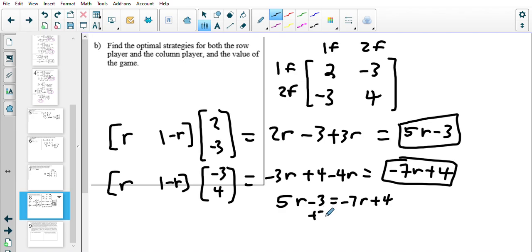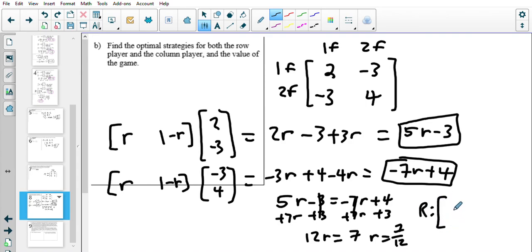We'll add 3 to both sides and add 7R to both sides. That gives us 12R equals 7. So R is 7/12. That means our row strategy should be 7/12 of the time they should play the first option, 1 finger, and 5/12 of the time they should play the second option, 2 fingers. So that's our optimal strategy for the row player, player 1.